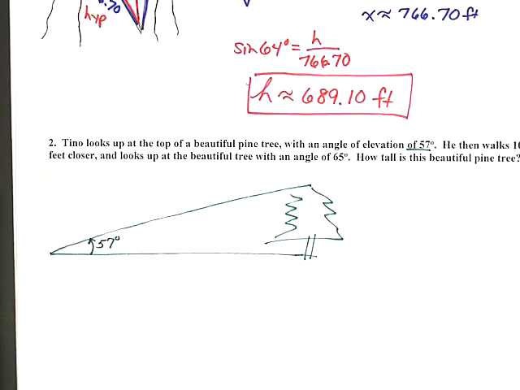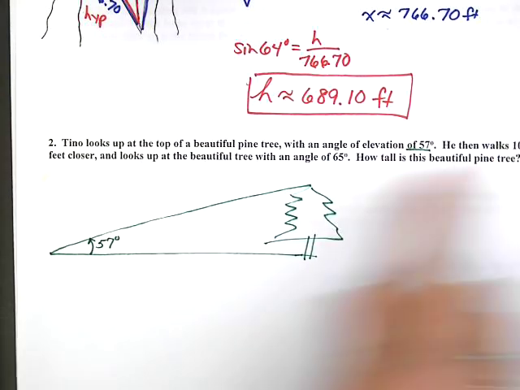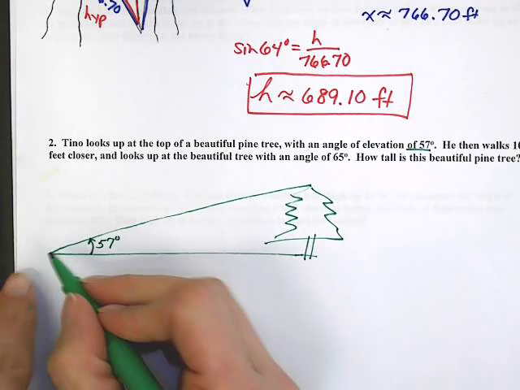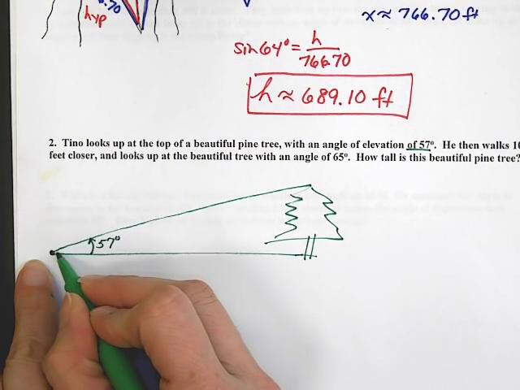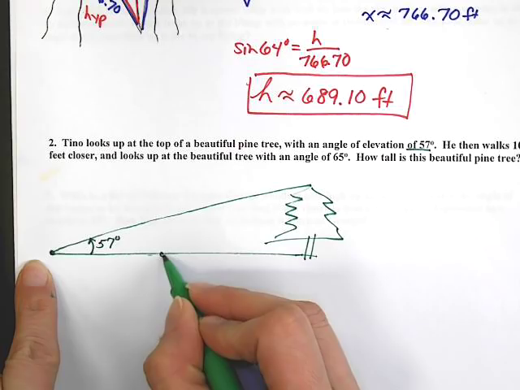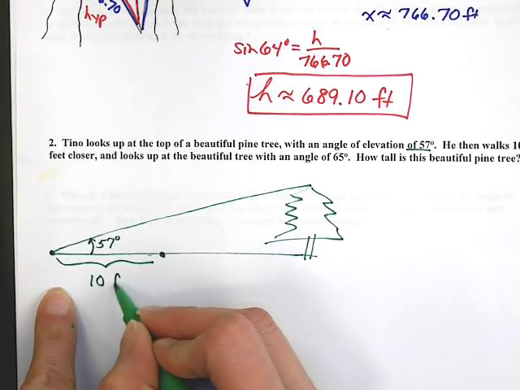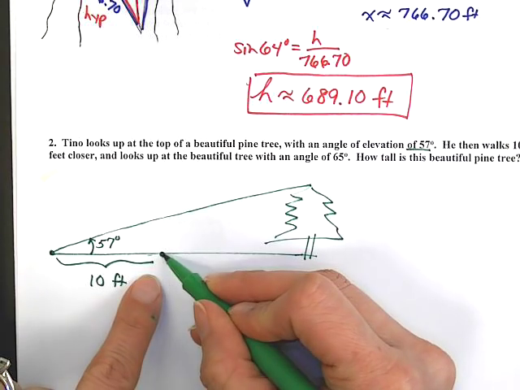Okay. He then walks 10 feet closer and looks up at the beautiful pine tree. Okay, so this is where he started. He walks. So this distance right here is 10 feet closer. He looks up at the beautiful pine tree.